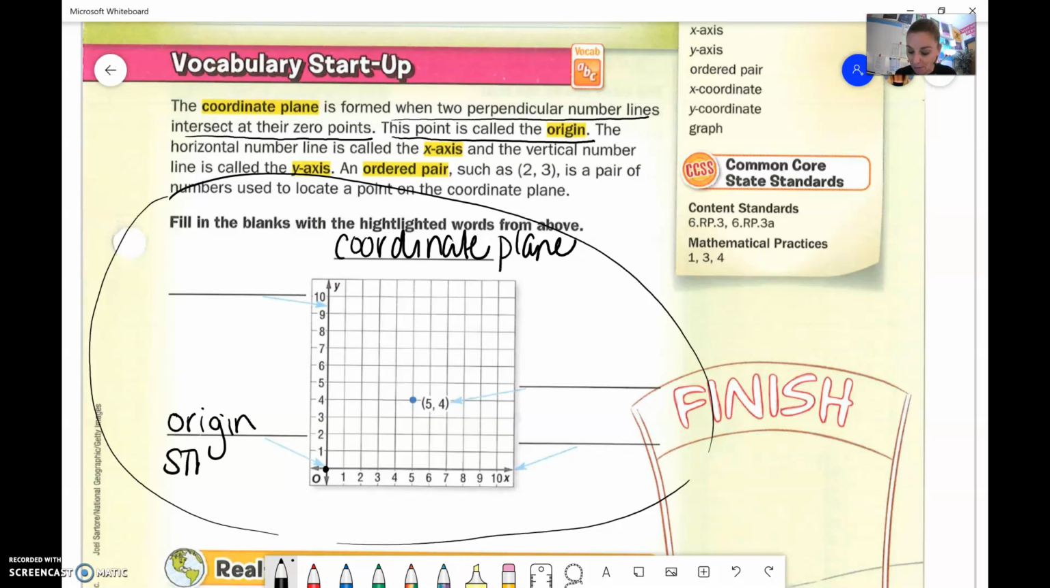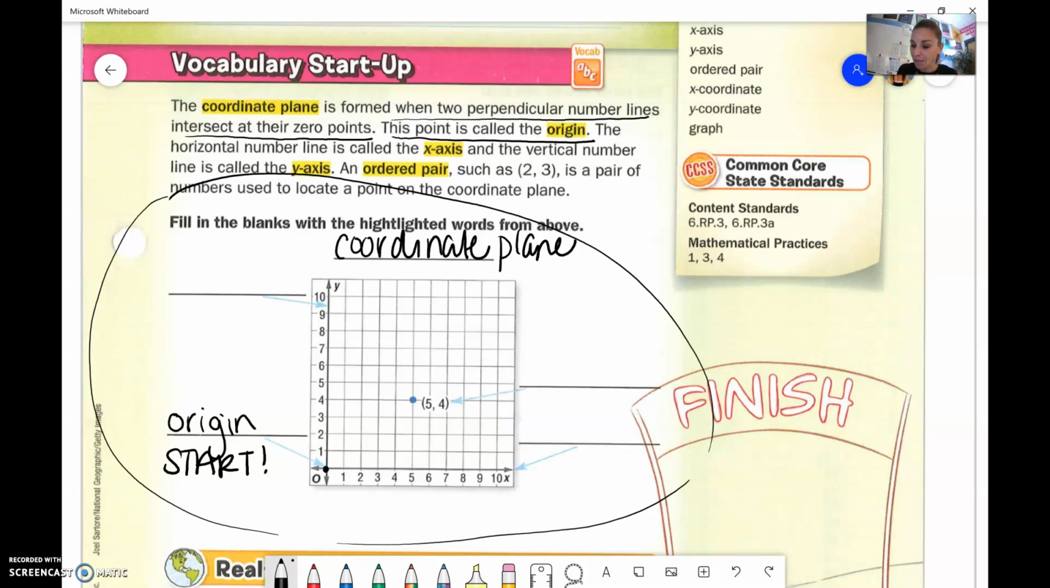That is where we start, so I'm going to write the word start. That's going to be your reminder. We always start at 0, 0. Keep that in mind when I say, let's go back to the origin. It's always where our x and y meet, and that is 0.